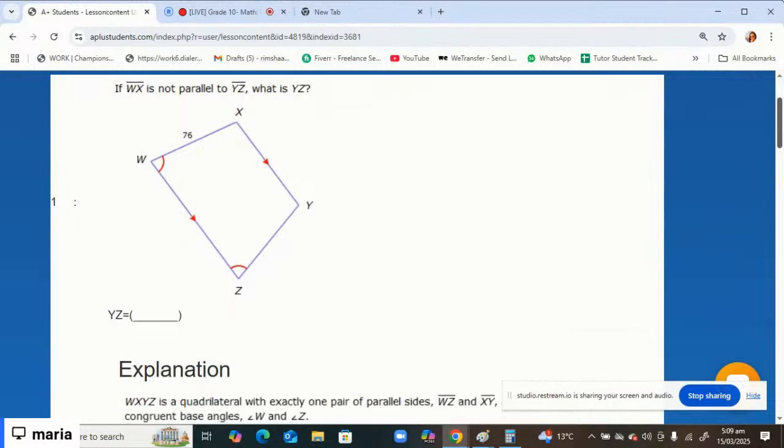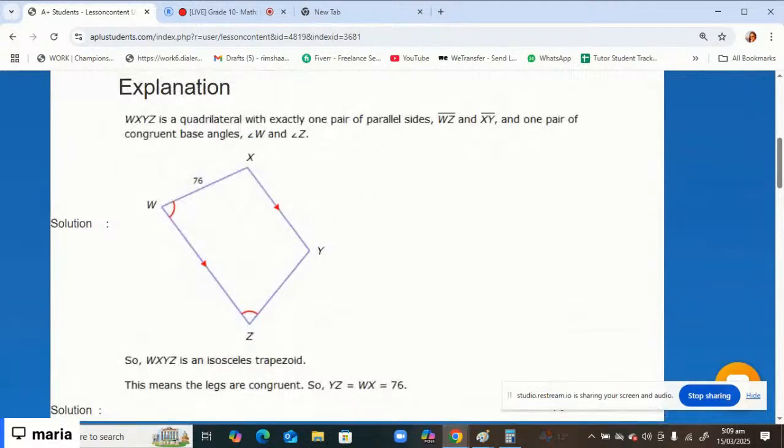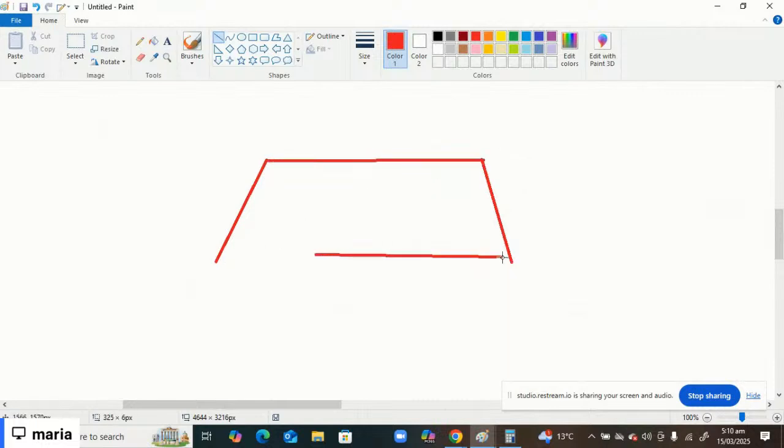We can see that this is basically a quadrilateral with one pair of parallel sides. Okay, WZ and XY are parallel because they do not cross each other. Okay, but one pair has congruent base angles. So as we can see, the angle in between is not exactly 90 degrees. Look at here, for example, if there are two lines in the form of this way, not too much. So look at this shape.